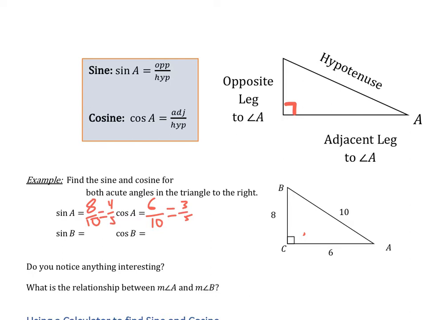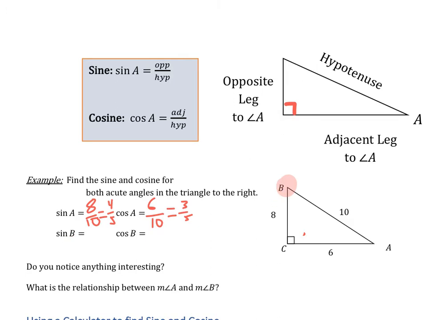All right. Now, if we want the sine of B, well, now we're going to start in a different spot. So now we're starting here at B. So sine is still opposite over hypotenuse, but now it's the sine of B.